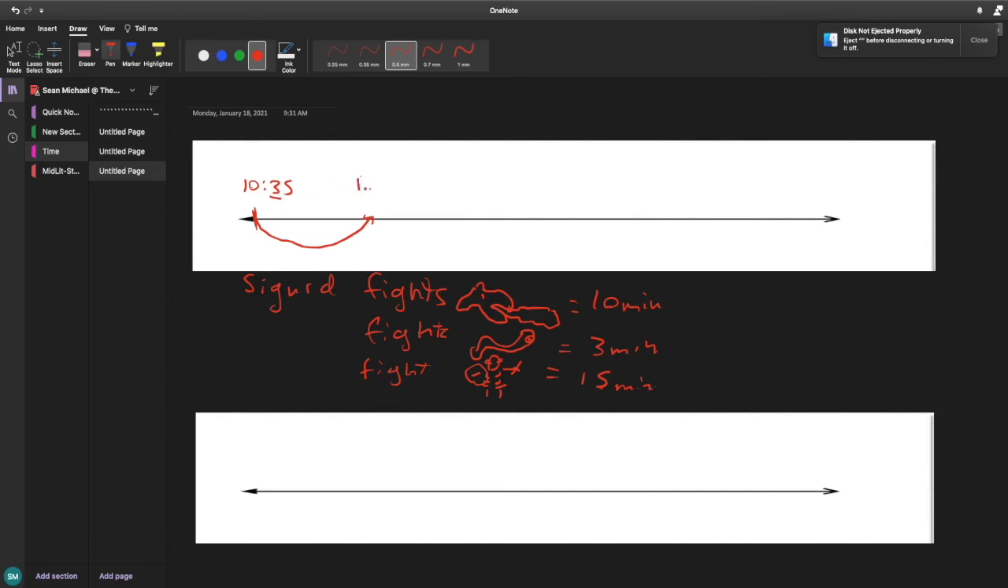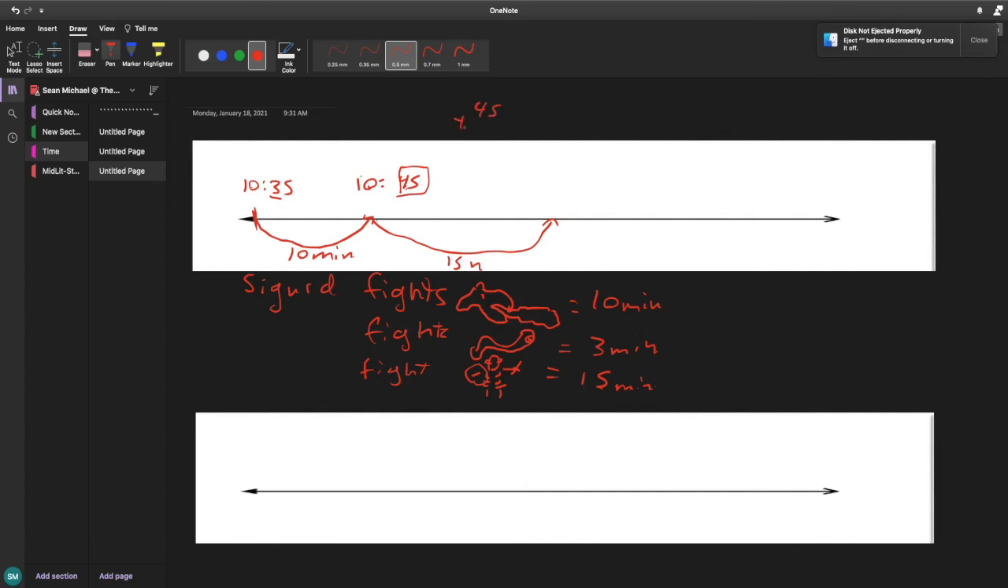So this would be 10:45, right? So 10 minutes passed, would make us at 10:45, and then we have another one. We'll do the 15 where he fights the skeleton warriors. So 15 minutes onto this. Remember, this is a quarter, so we can also do the math, right?